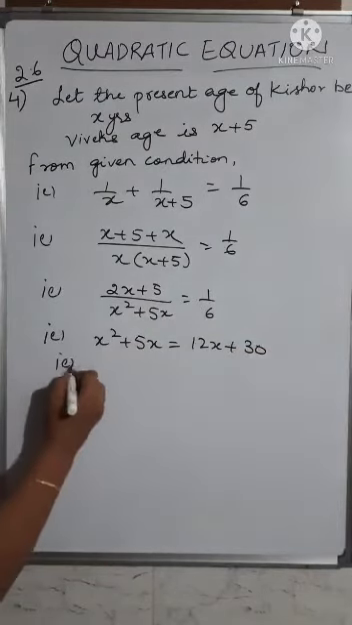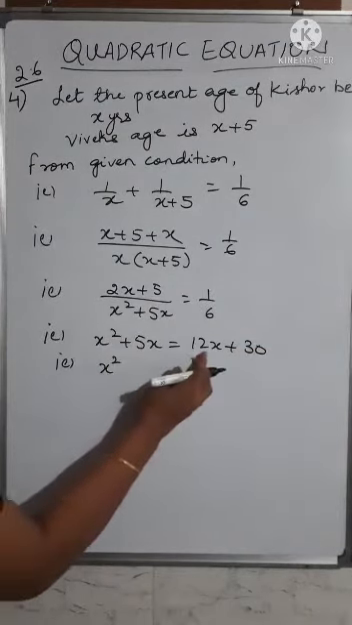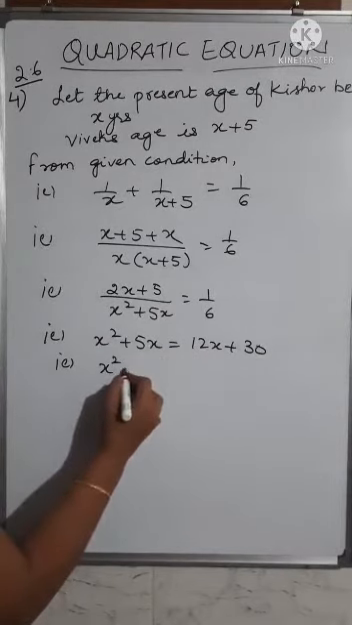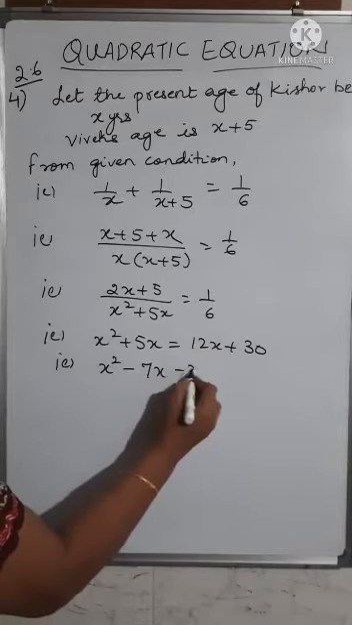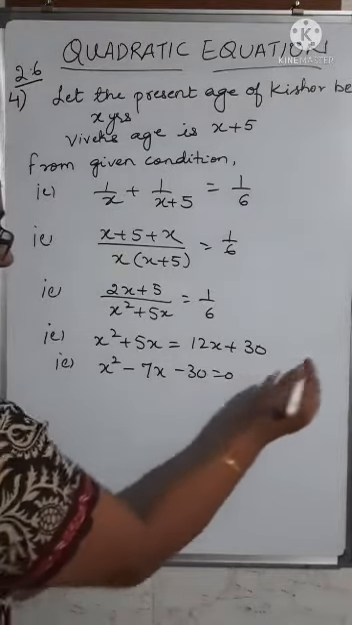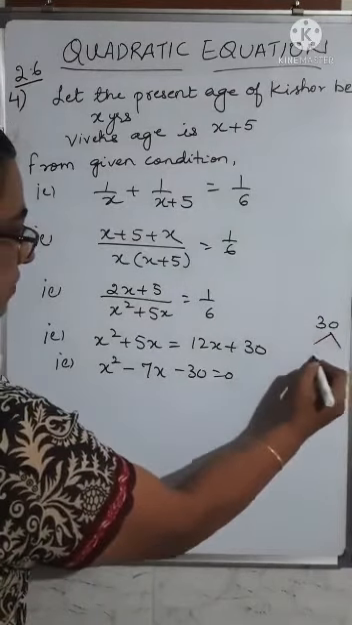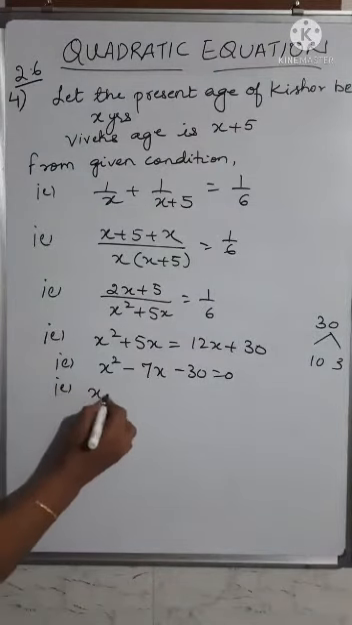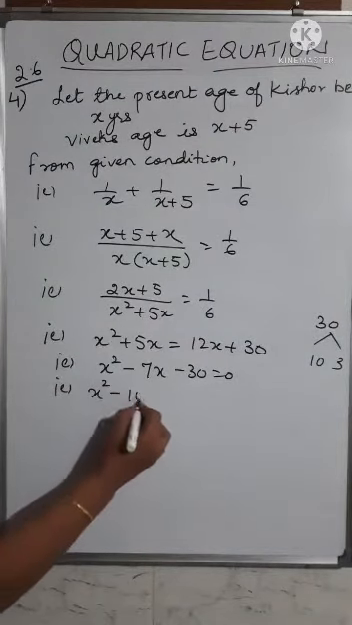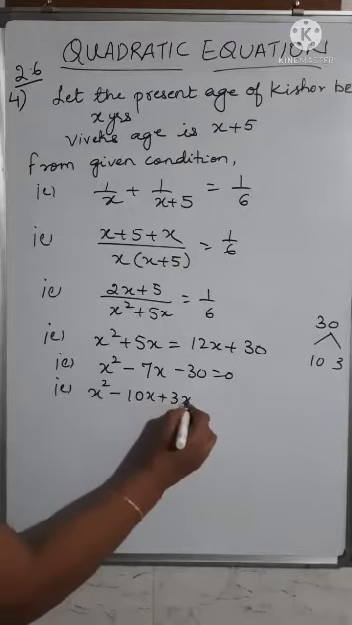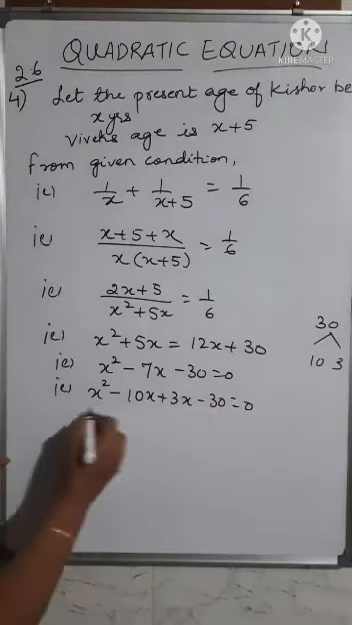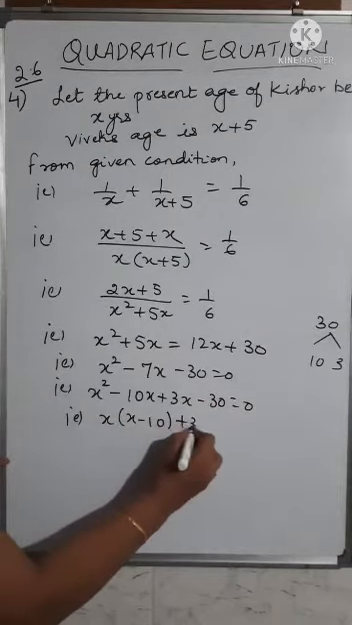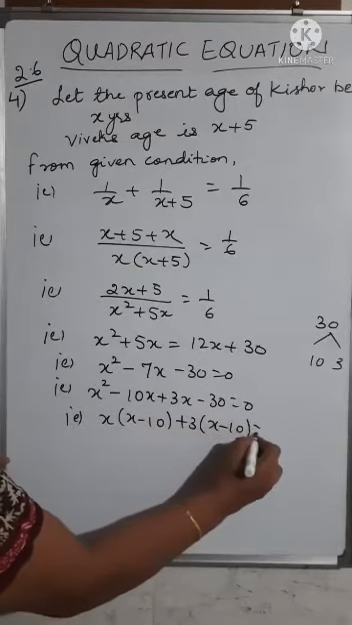Bring all the terms to one side. So when I bring 12x to this side, I'll get minus 12x. 5x minus 12x will be equal to minus 7x, minus 30 equal to 0. Now factorize it. So factors for 30 will be 10 into 3 and 10 minus 3 is 7. So you get x square minus 10x plus 3x minus 30 equal to 0. So here x is common, so you get x minus 10. 3 is common, you get x minus 10.